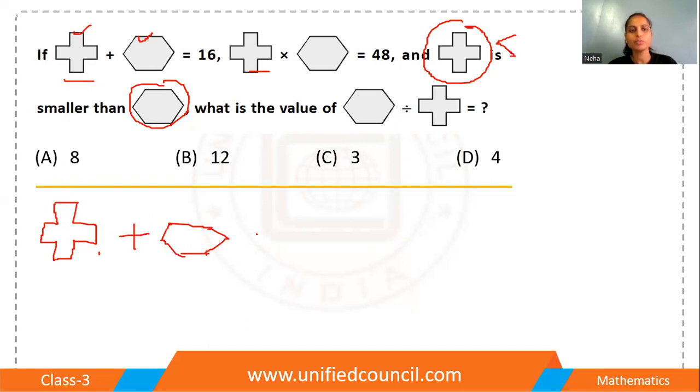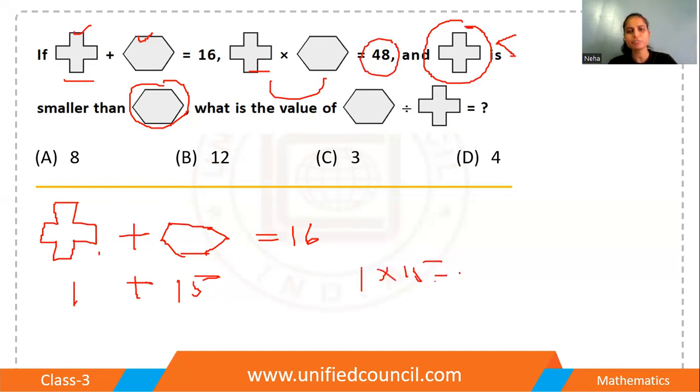So the addition of these two images is equal to 16. For 16, I can take 1 and 15, because 15 plus 1 is 16, and this one is smaller. But the multiplication should be equal to 48, and 15 times 1 is only 15, so I can't take this. Again, I can take 2 and 14. 2 and 14 is 16, but 14 times 2 is 28, so I cannot take this. This should be 48.